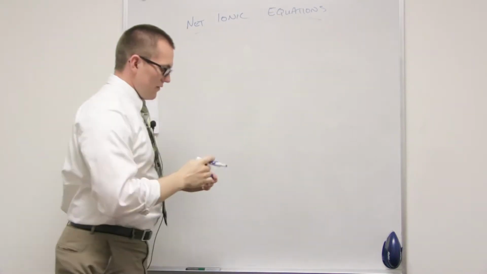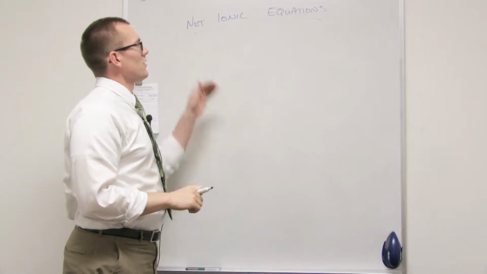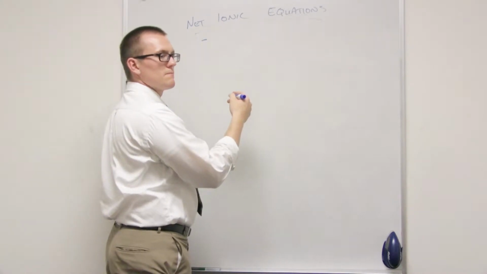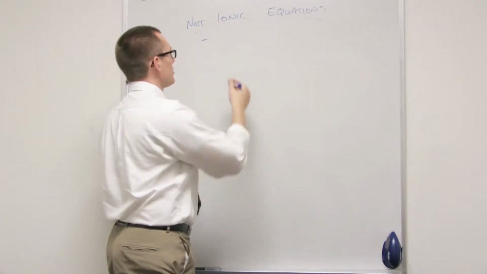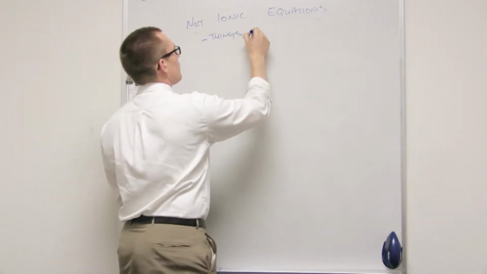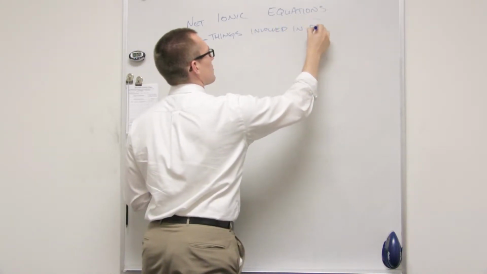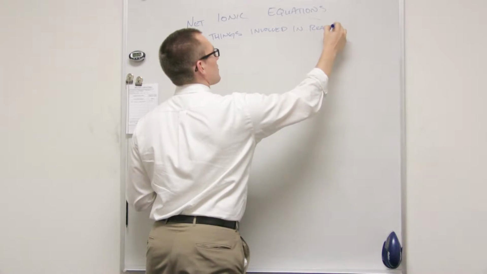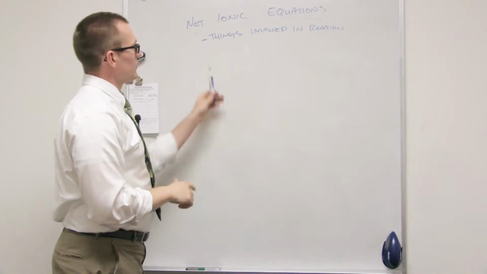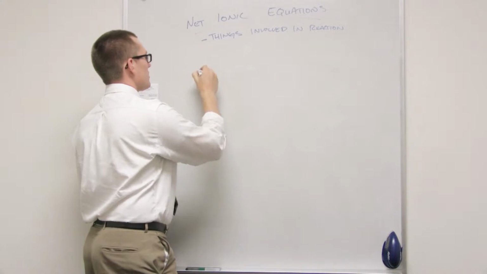So the first thing that you need to understand for the net ionic equations is that what we're doing here is we're basically getting rid of anything that's not involved in the chemistry. So the only thing that we're actually writing in the equation is the things involved in the reaction.